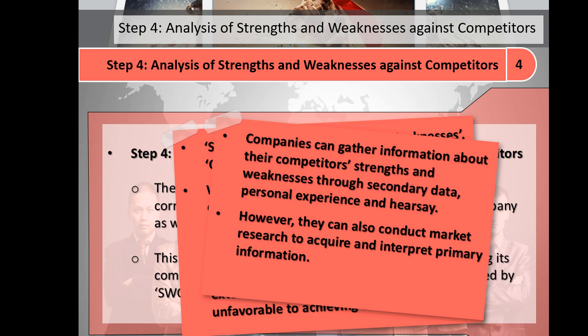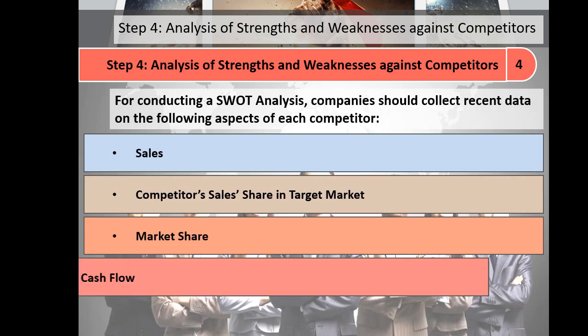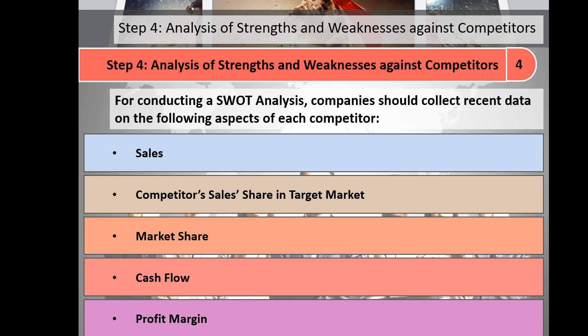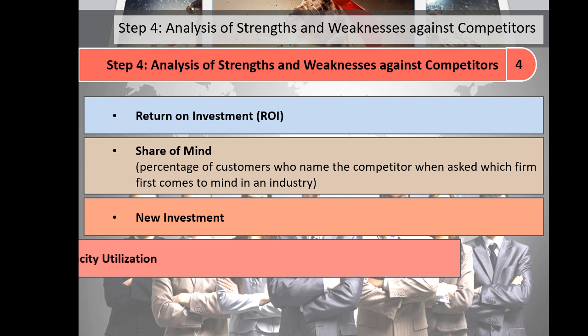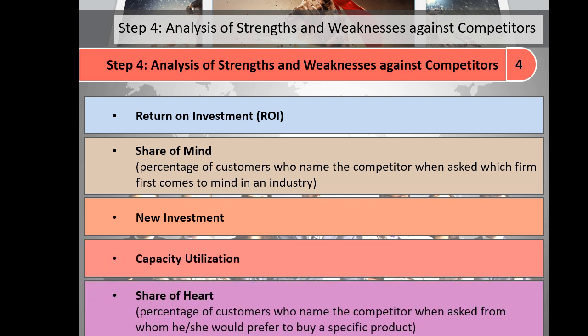Companies can gather information about their competitors' strengths and weaknesses through secondary data, personal experience, and hearsay. However, they can also conduct market research and acquire and interpret primary information. For conducting SWOT analysis, companies should collect recent data on the following aspects of each competitor. Talk of sales, competitor sales, share targets, market share, cash flow, profits, margin, ROI, share of minds, new investments, capacity utilization, share of hearts.